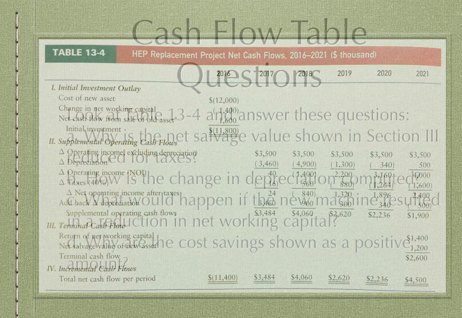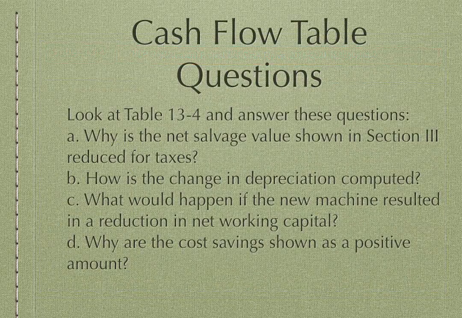The first one is, A: why is the net salvage value shown in section 3 reduced for taxes? B is, how is the change in depreciation computed? C is, what would happen if the new machine resulted in a reduction in net working capital? And D, why are the cost savings shown as a positive amount?